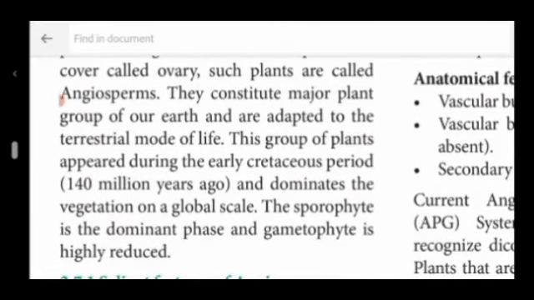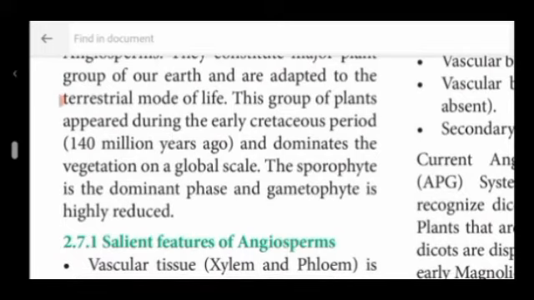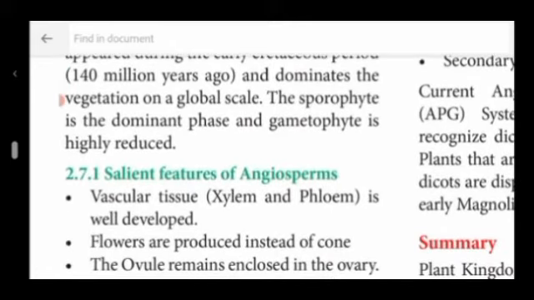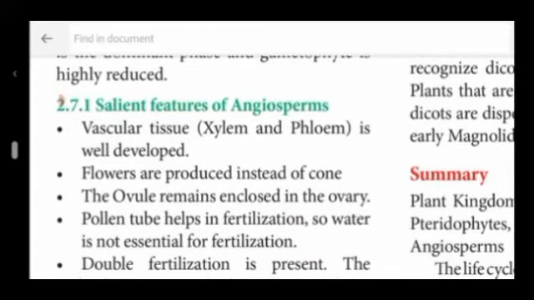They constitute a major plant group around the earth and are adapted to the terrestrial mode of life. These plants appeared during the early Cretaceous period, about 140 million years ago. They are the dominants of the vegetation on a global scale. The sporophyte is the dominant phase, whereas the gametophytes are highly reduced. They are very small and dependent on the sporophytic phase.